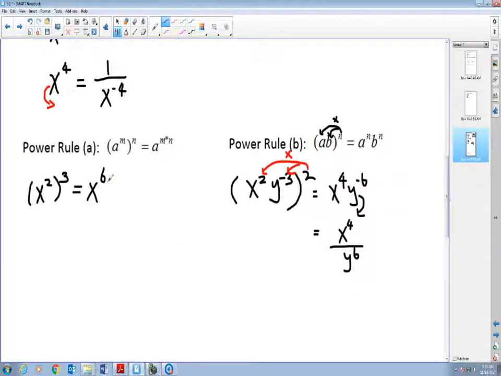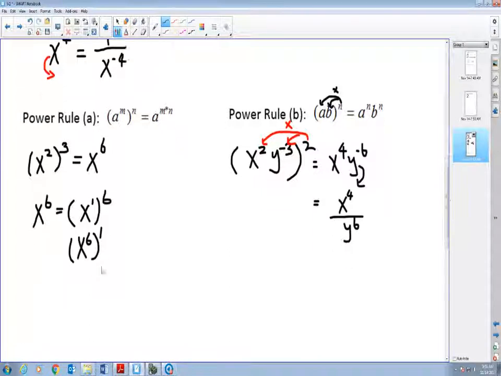Now, let's go back to look at this answer. When you see an answer such as x to the 6th power, I need you to understand that there are different ways to rewrite this back into the power rule. So power rule is multiplying. So what I can write is x to the 1st, whole thing to the 6th, because 1 times 6 is 6. I can write this as x to the 6th, whole thing to the 1st.